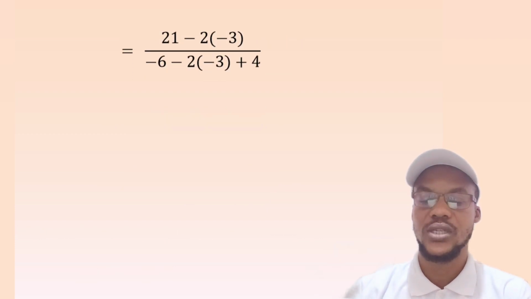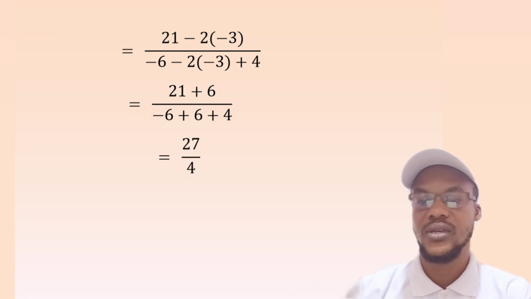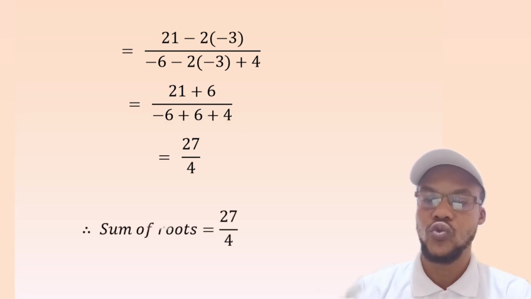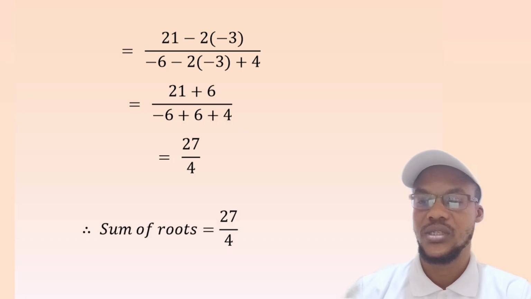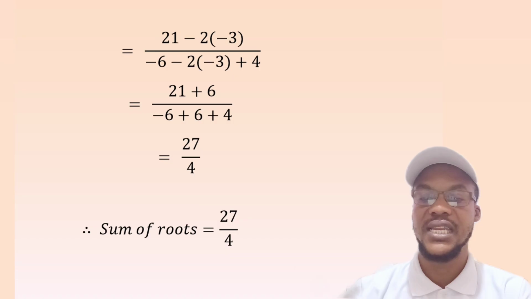So when you substitute, this is what you are going to get, and then you get this. So your final answer is 27 on 4. This suggests that the sum of those two roots is given as 27 on 4. So once we are able to get 27 on 4, then we need to find the product as well, so that we can substitute.